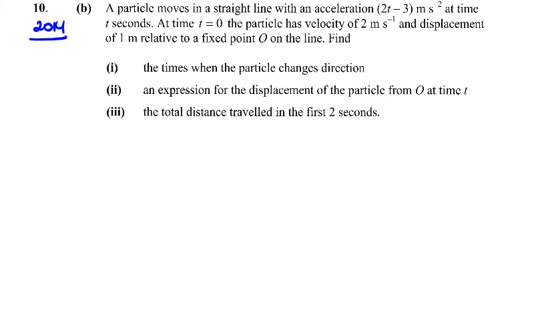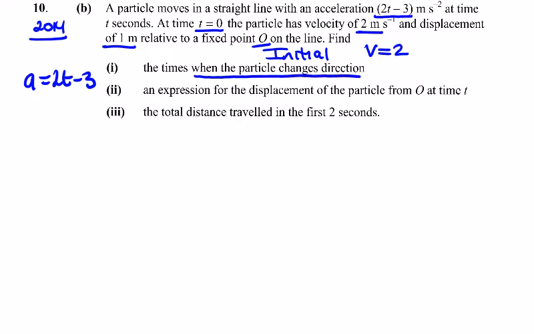This is 2014 10b. A particle is moving in a straight line. We have acceleration 2t minus 3 at time t, and at time t equals 0, v is 2, so we have initial v. Put that down: initial v is 2, and displacement of 1 meter relative to a fixed point O. Find the times when the particle is changing direction.